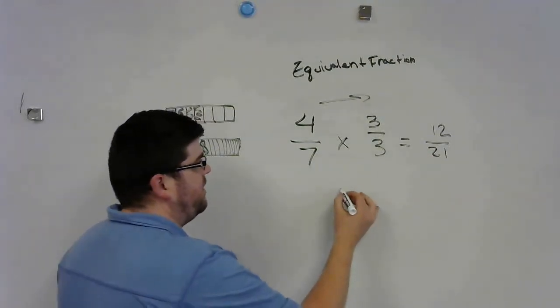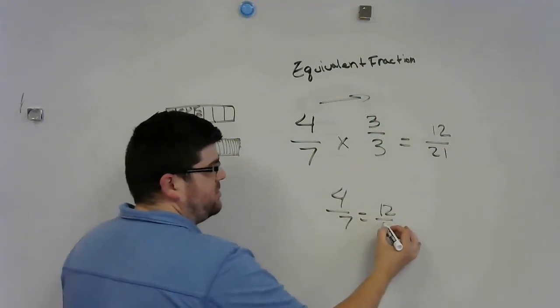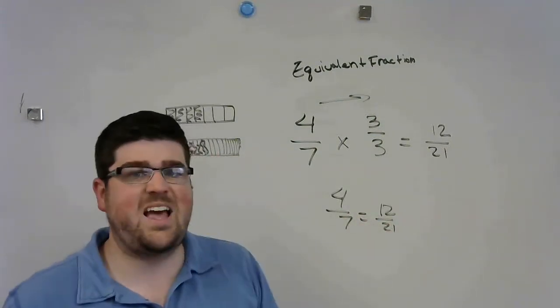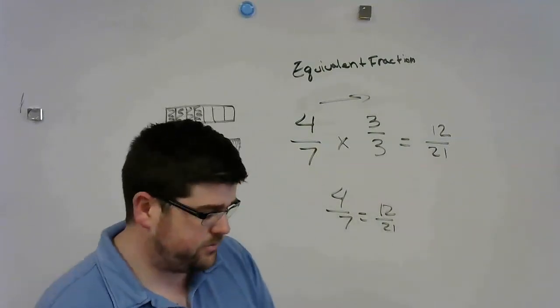So what we're saying here is that 4/7 is equivalent to 12/21. They are worth the exact same amount. They're just numbers that are expressed using a different amount of pieces.